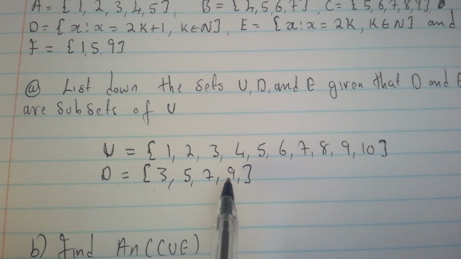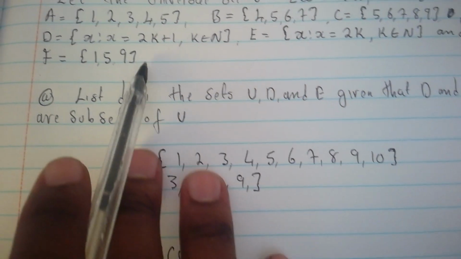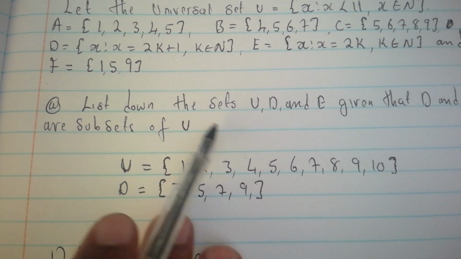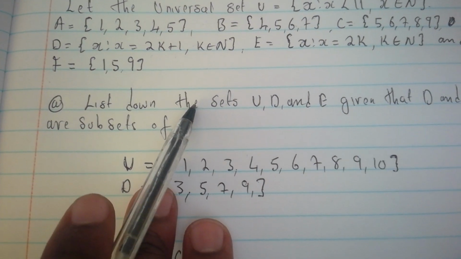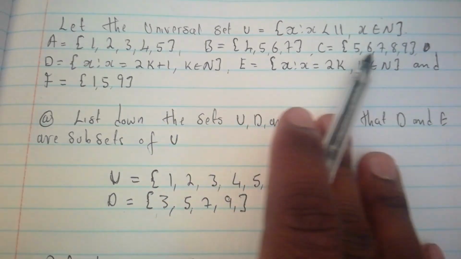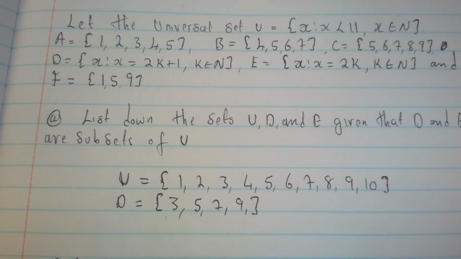You notice that when we plug in 4 here, we're going to have 2 times 4, which is 8, plus 1, it's 9. Then when we try to plug in 5, we're going to have 10 plus 1, which is 11. It's going beyond the universal set. So our set D will end here.